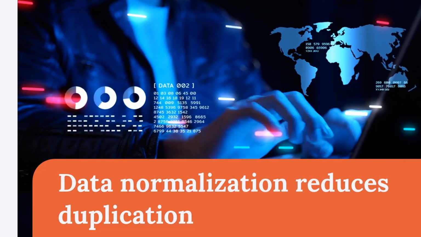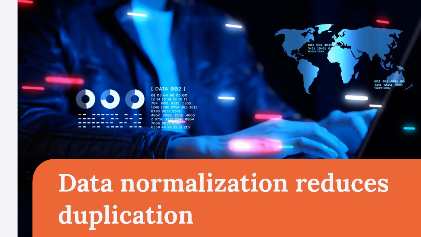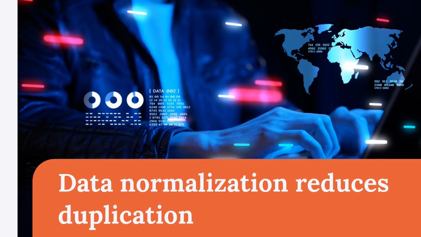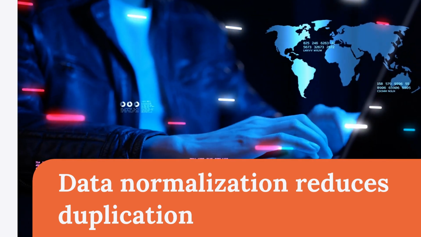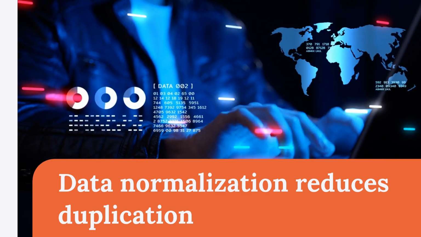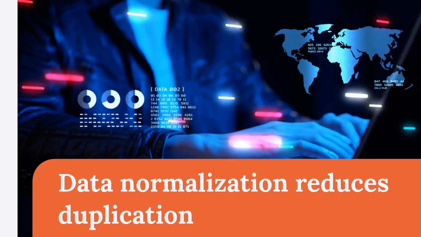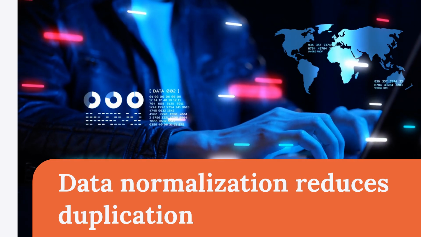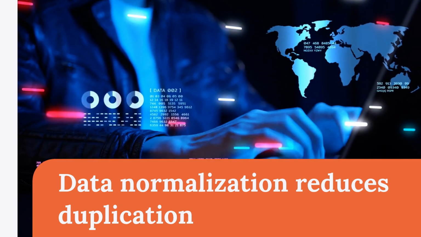Normalization organizes data in a database to reduce duplication. It involves breaking large tables into smaller, well-structured ones. Clear relationships are defined between them. The main purpose is to store each piece of data once. This ensures data integrity and ease of maintenance.